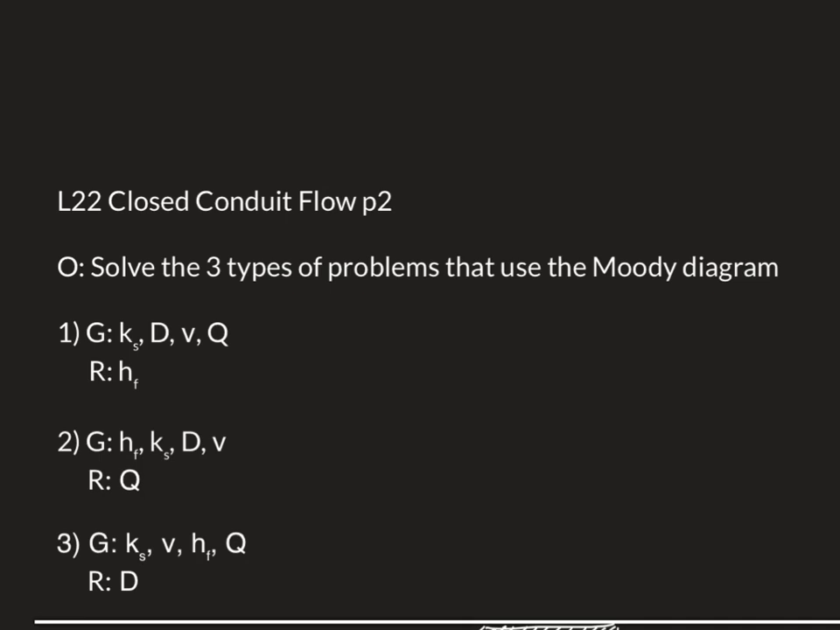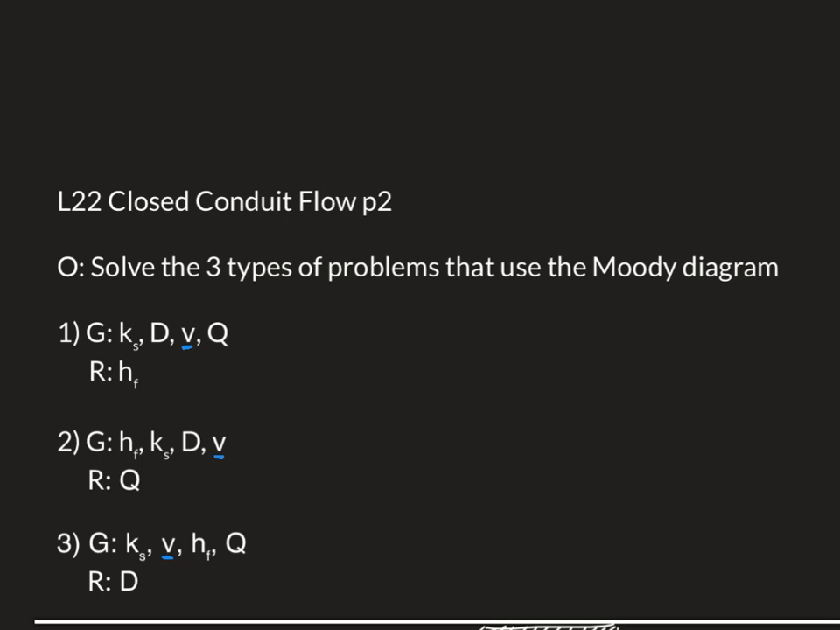Right here, I have shown what the three types are, and it's a little bit hazy if you stare at these. First thing I want to point out is that my font isn't very good. These V's are actually nus, so that's the viscosity of the fluid, not the velocity of the fluid.